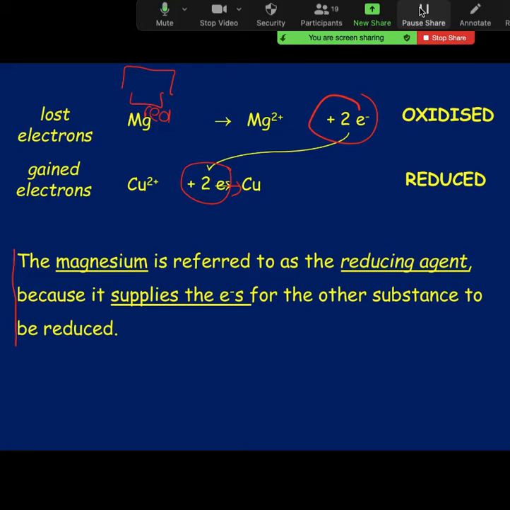So there will always be something that gives away electrons. What does it say after the gained electrons? Then it says copper 2 plus, and then it says plus 2 something. So it should read like plus 2e minus, it's just the arrow is on top of it, Cu.